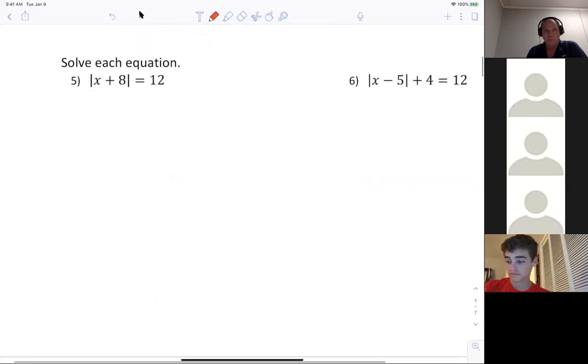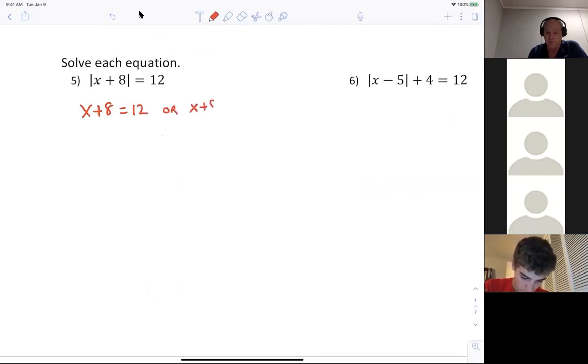Now, solving absolute value equations. Remember, there's always 2 solutions for absolute value equations. So what we have to do is write it as the absolute value of x plus 8 can equal 12, or the absolute value of x plus 8 can equal -12. Now keep in mind, I'm just going to review this. The absolute value of 12 is 12, and the absolute value of -12 is 12. That's why we say what's on the inside can equal 12, and what's inside the absolute values could equal -12.